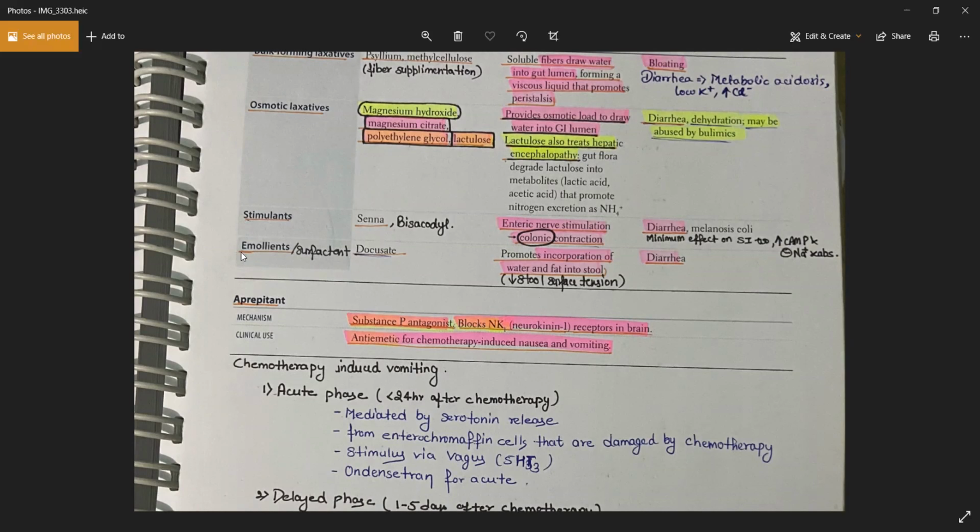Then comes the emollients or the surfactants, and the surfactant is docusate. It promotes the incorporation of water and fat into the stool because it decreases the stool surface tension. The function of these agents is to decrease the stool surface tension to promote the incorporation of water and fat into the stool, right? So again, they can increase motility and cause diarrhea as a side effect.